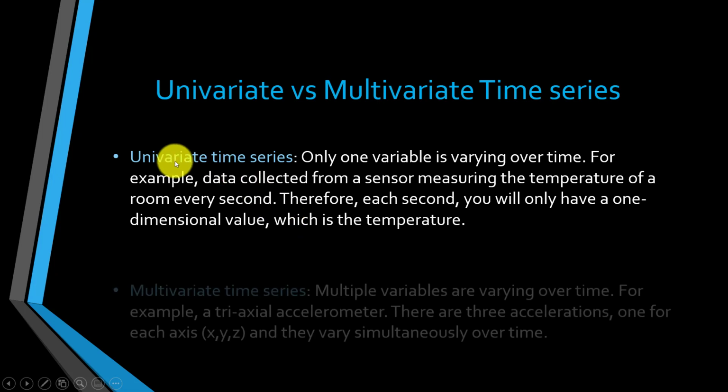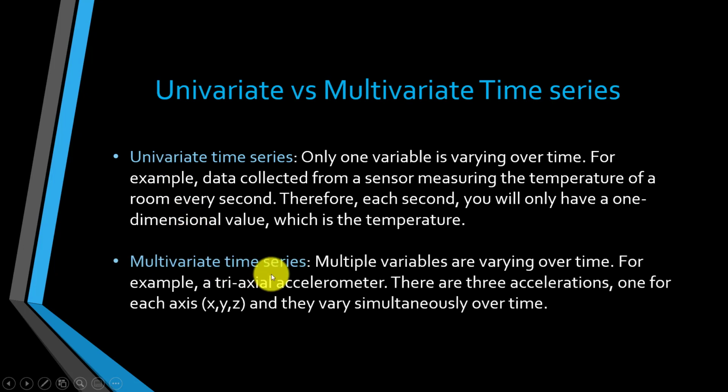In contrast, multivariate time series means there is more than one variable changing over time. Let's say we talk about a triaxial accelerometer, right? There will be 3 accelerations, one for each axis, x, y and z. That means these 3 accelerations are changing simultaneously over time. If we take the measurement of this acceleration every second or every minute, we will be measuring the acceleration along the x-axis, the y-axis and the z-axis. That means there are 3 variables changing simultaneously, right? So this is nothing but a multivariate time series.